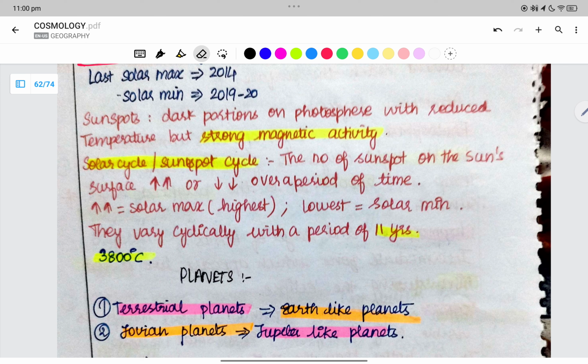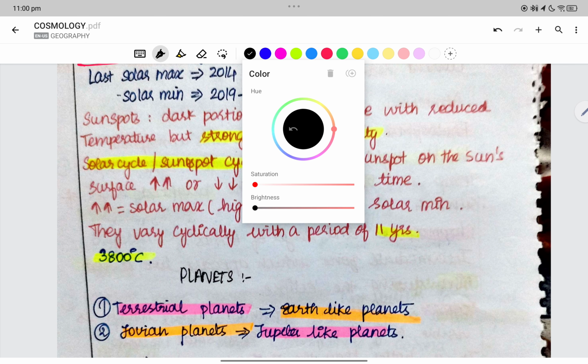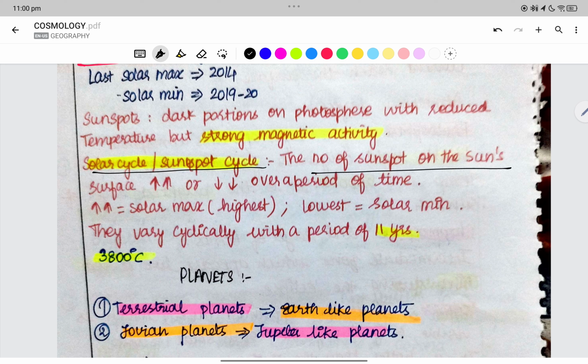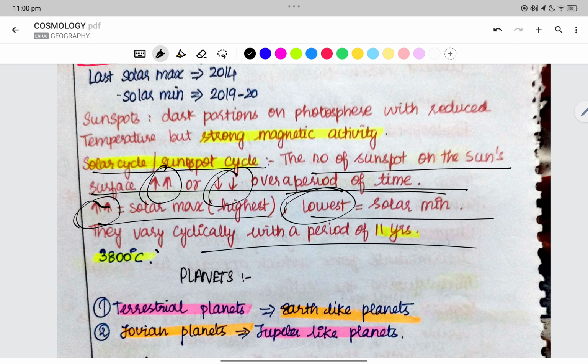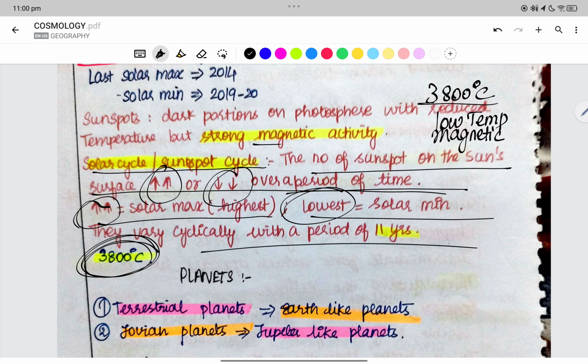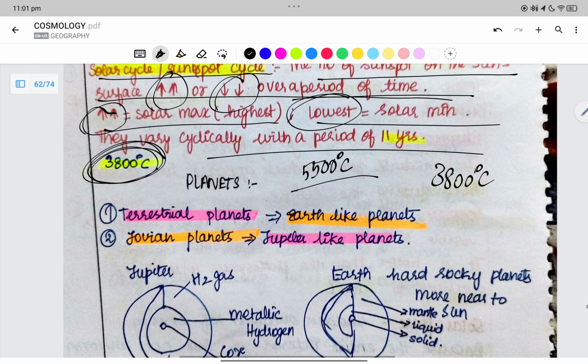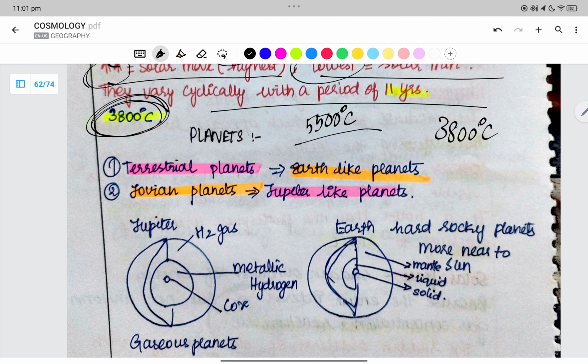Sunspots are there, right? Solar cycle or sunspot cycle. The number of sunspots on the sun's surface increases or decreases over a period of time. Increased is what we call solar maximum and decreased is solar minimum. The cycle varies, and there the temperature is 3800 degrees Celsius. It has low temperature but high magnetic activity, right? The temperature is 3800 degrees Celsius, while the normal temperature of the photosphere is 5500 degrees Celsius. Now this is related to the sun.